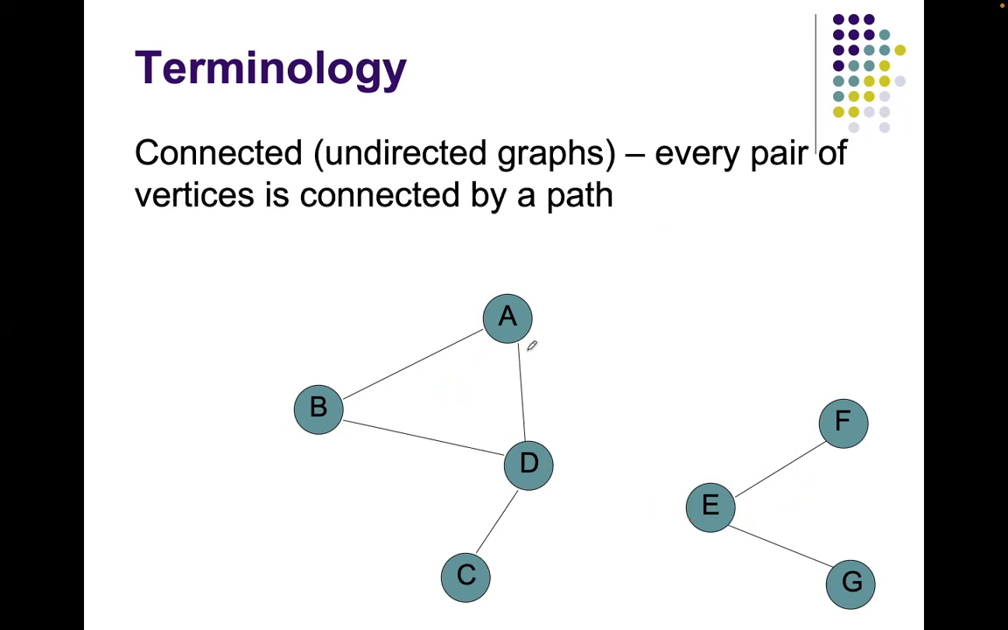So here is an example where this is not a connected graph. If you pick A and F, this is not a connected graph because you can see that there is actually a break here. If you pick any pair of nodes from this set and this set, you will see that they are not connected. For A and F, there is no path that you can reach from A to F, or A to E, or A to G. So this is an example of a graph that is not connected.